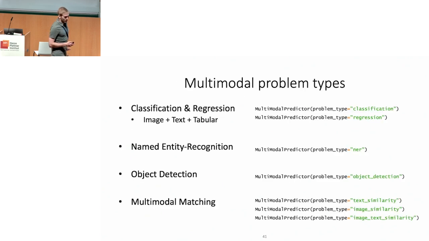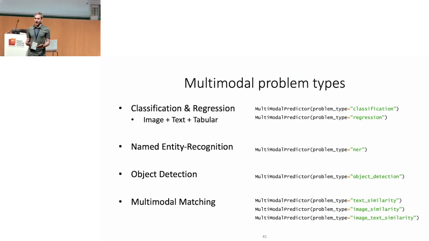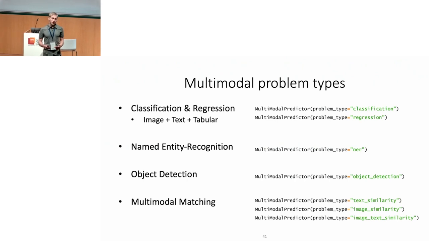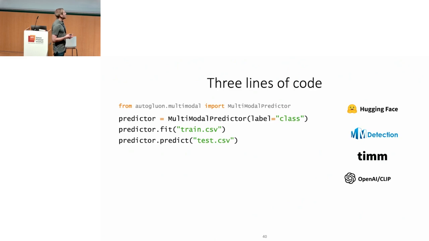With that said, we do support this in multimodal already, because multimodal models, generally speaking, are deep learning models that work in batches, right? So we do support it for multimodal. However, for tabular, it's very tricky.